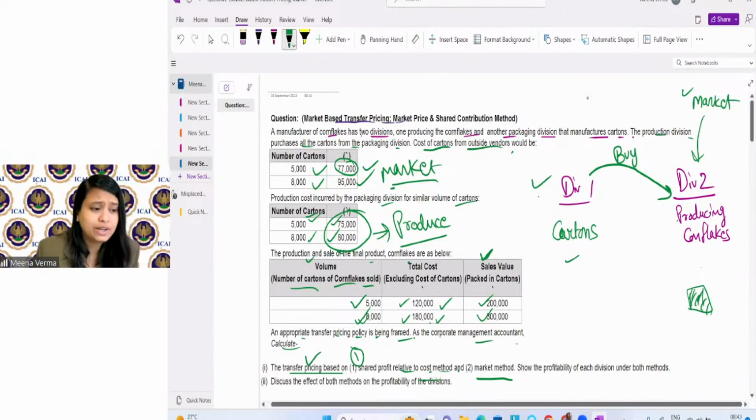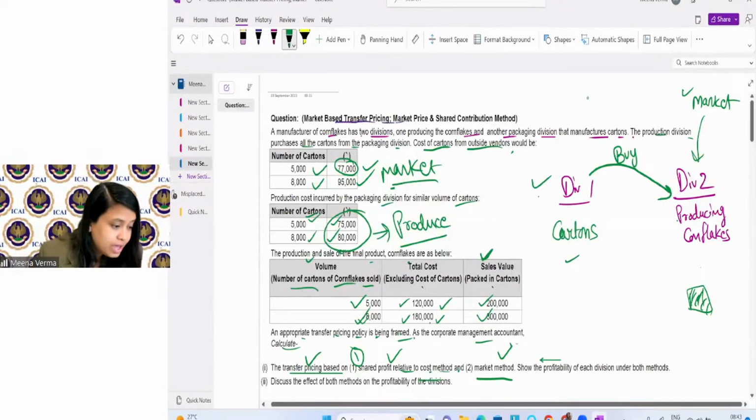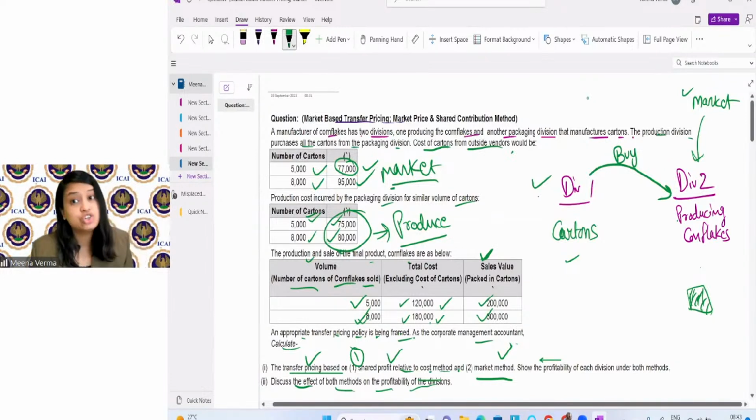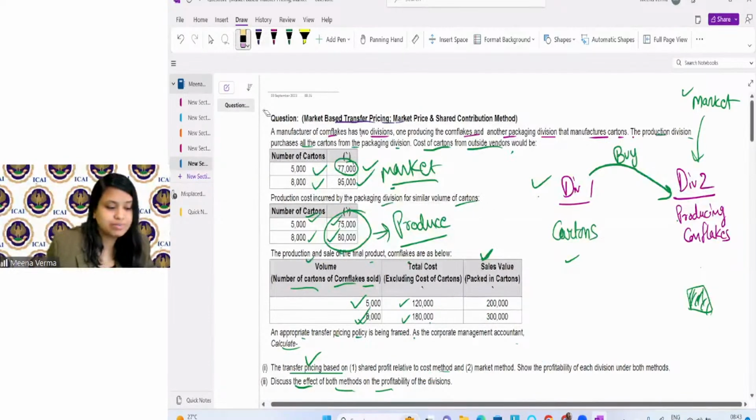You have to find out the transfer pricing considering these two methods. Then what do you have to do? You have to calculate the profitability of each of the divisions, right? You have to find the profitability of each of the divisions under these two different methods. And then discuss the effect of both the methods on the profitability of the divisions, right? You have to consider the effect of this on the profitability of each of the divisions. All right. Okay. Now let's do the question.